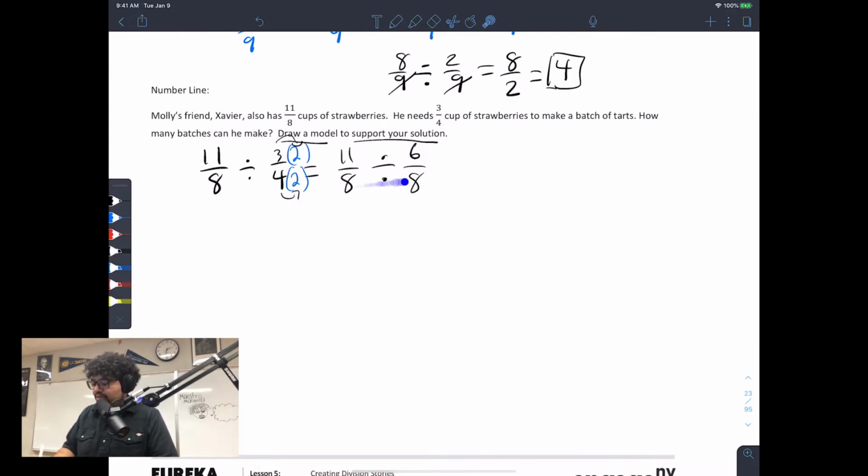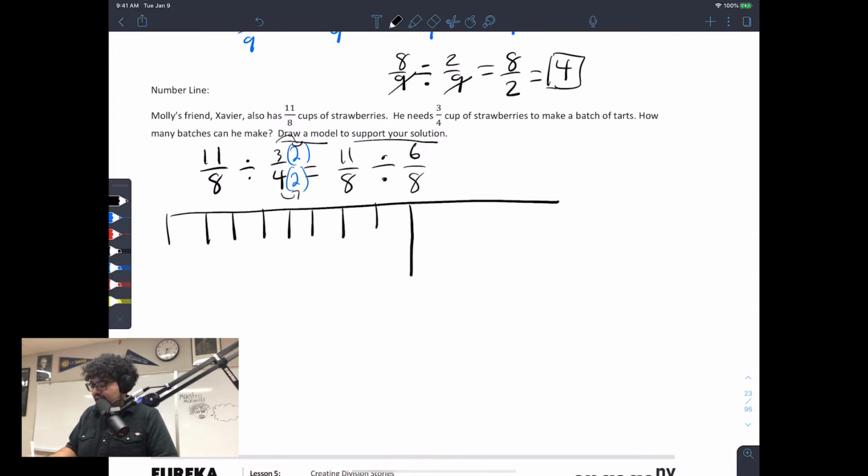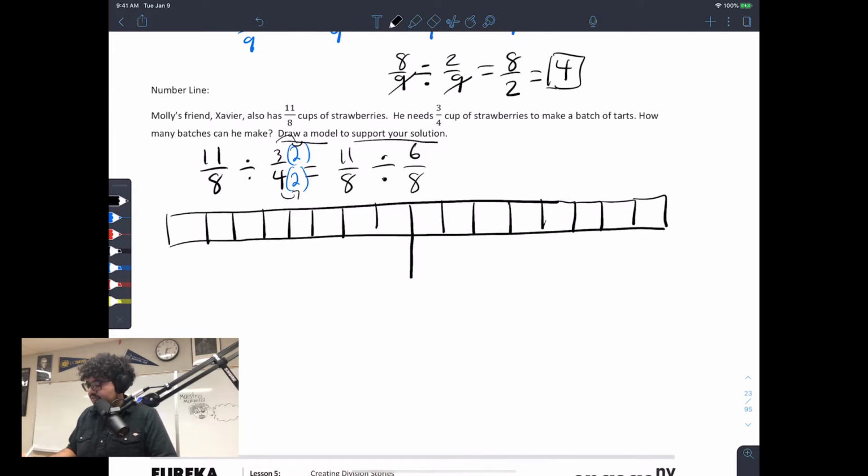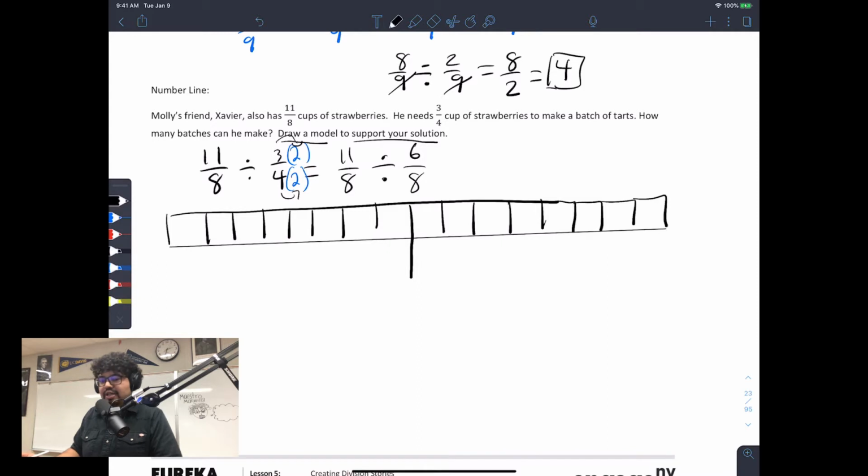Okay, so I have common denominators, and I'm going to make my model based on the first fraction, which is 11/8. So I need to be able to shade 11 out of 8. Okay, so then I'm going to make my boxes here. So I have 1, 2, 3, 4, 5, 6, 7, 8. This represents one whole, but I need another one. 1, 2, 3, 4, 5, 6, 7, 8. Okay, so now I can close this. Okay, so I have it there.